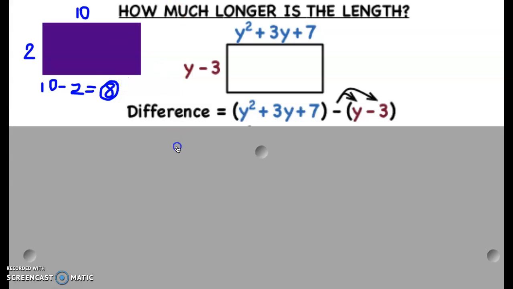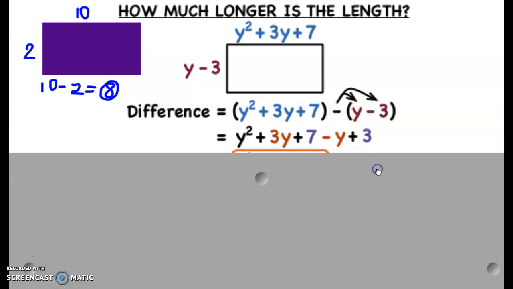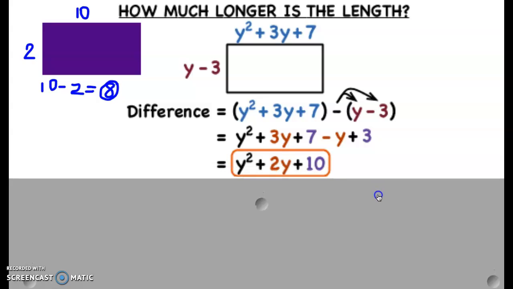We want to set up a subtraction problem. Whatever my length is, y squared plus 3y plus 7, minus whatever my width is, y plus 3. Remember, when I subtract, distribute that subtraction sign, change the signs, and then combine like terms. So there's only 1y squared, 3y minus y gives me 2y, 7 minus 3 gives me 4.